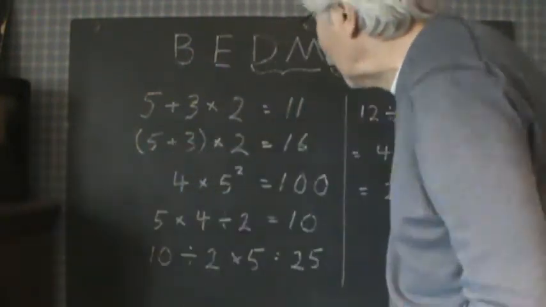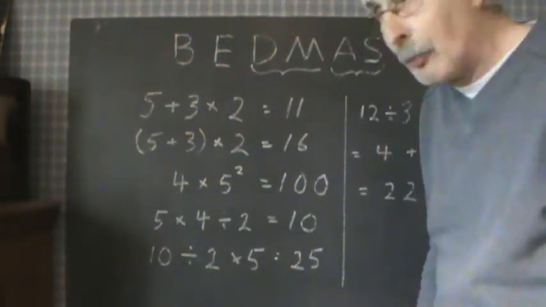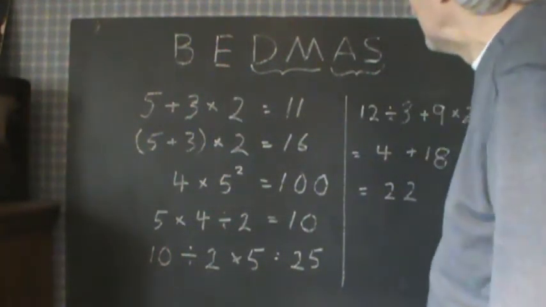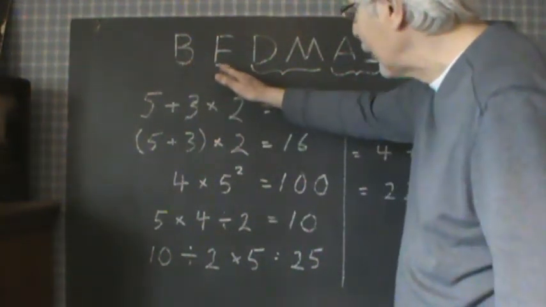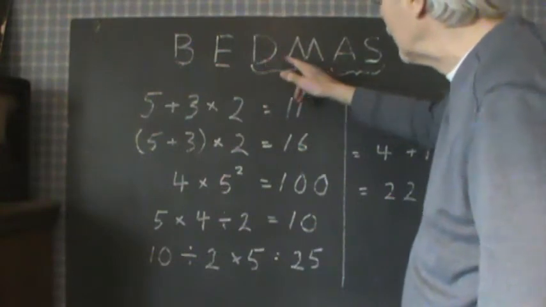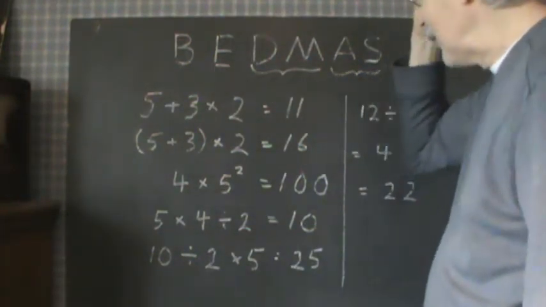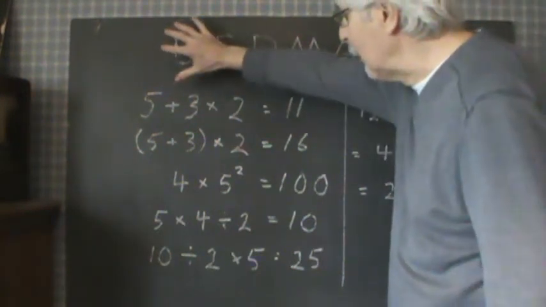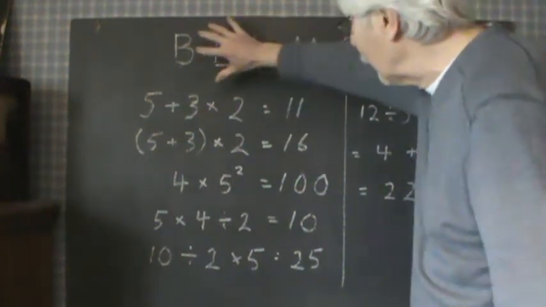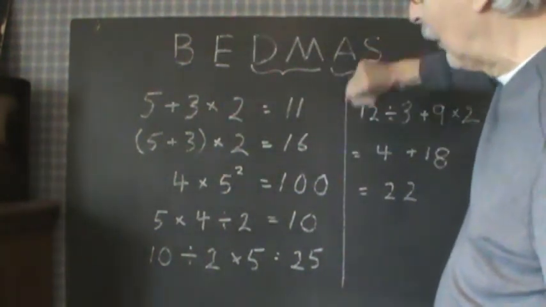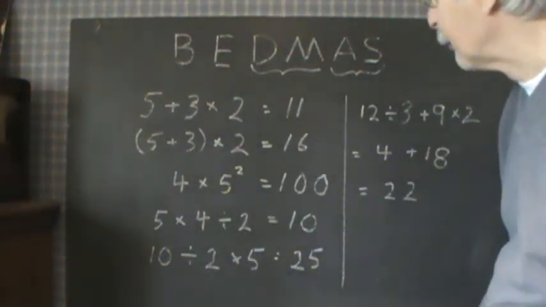And the orders have been summarized in an acronym called BEDMAS. The B stands for brackets, the E for exponents. Here we've got division and multiplication, and then we've got adding and subtracting. And basically these are the most important ones. They're done first, and we work our way from left to right along that line. So I'm going to explain this through a couple of very simple examples.